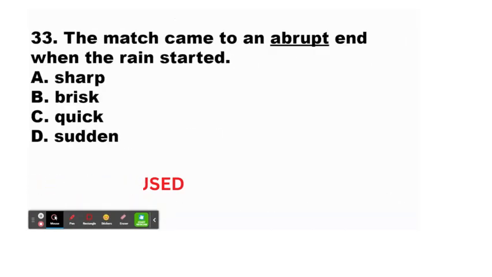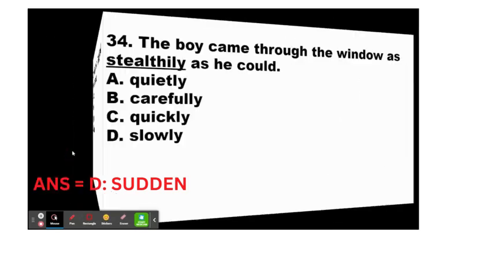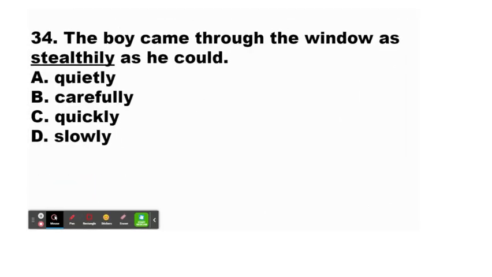Number 33. The match came to an abrupt end when the rain started. A, sharp, B, brisk, C, quick, D, sudden. Option D is correct. An abrupt end is a sudden end. No previous announcement, just abruptly, suddenly.